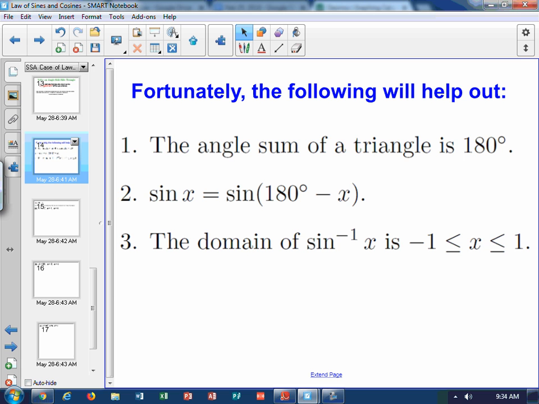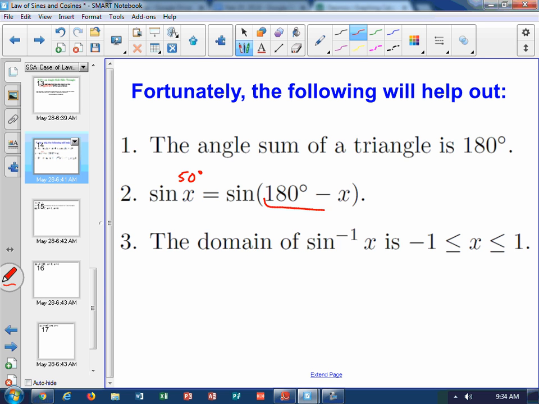Number one, the angle sum of a triangle is 180 degrees. That's going to come into play. Number two, the sine of an angle is equal to the sine of the supplement of the angle. For instance, if x is 50 degrees, the sine of 50 degrees is the same as the sine of 180 minus 50, which is 130. You can verify that on a calculator: the sine of 50 and the sine of 130 give you the exact same answer. You can also use the angle difference formula for sine to prove that.